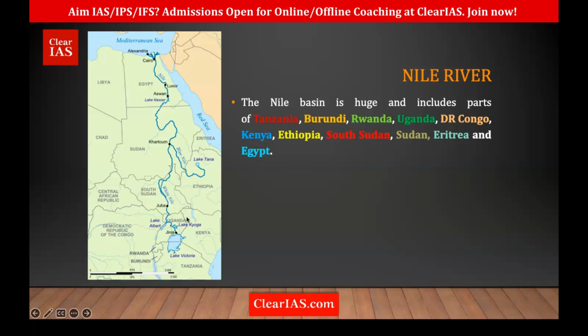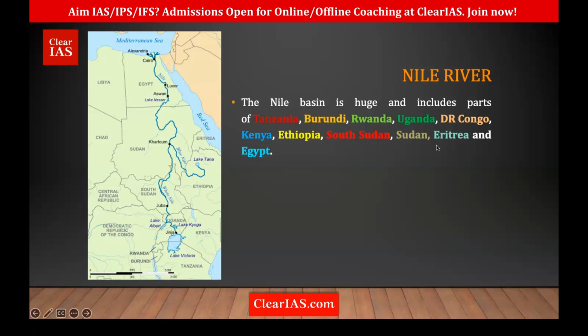Then on this side we have DR Congo and this side we have Kenya. So KTU is covered: Kenya, Tanzania, Uganda around Lake Victoria. Then we have Rwanda, Burundi, and on the other side, DR Congo. Clear? That is 6 countries.